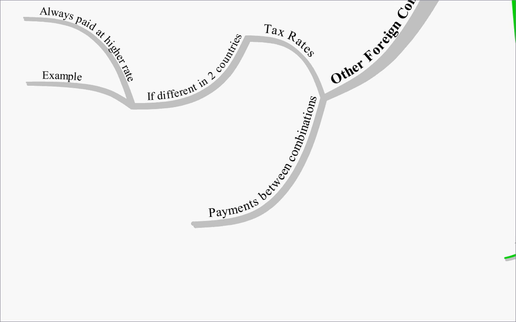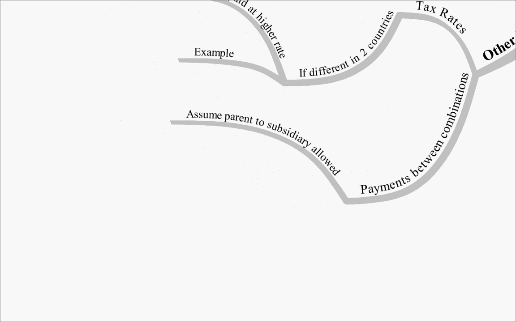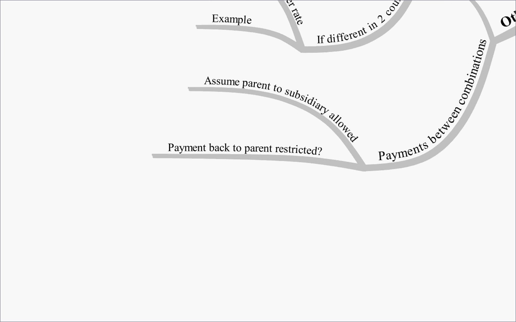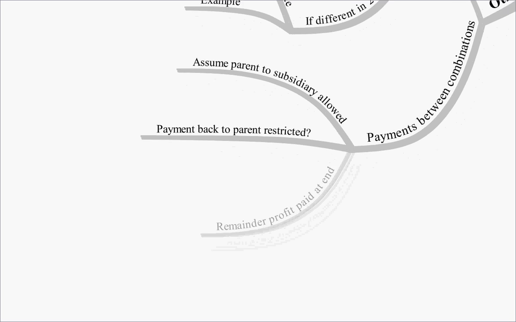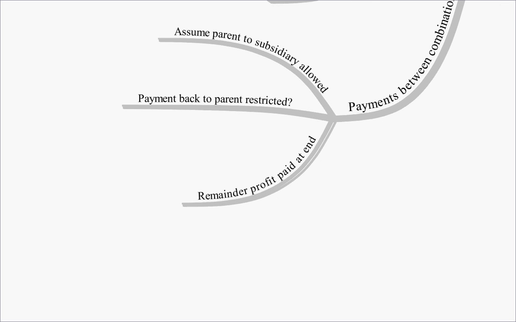The payments between combinations then. So if there are payments made between the parent and the subsidiary or vice versa, assume that payments from the parent to the subsidiary are always allowed. But be careful, it may tell you in the question that a payment back to the parent is restricted. So just check the question out to make sure. The remainder of the profit will be paid back to the parent at the end of the investment period.